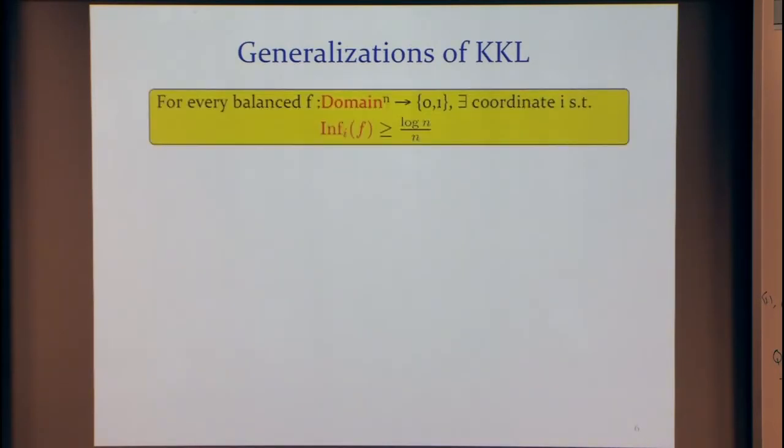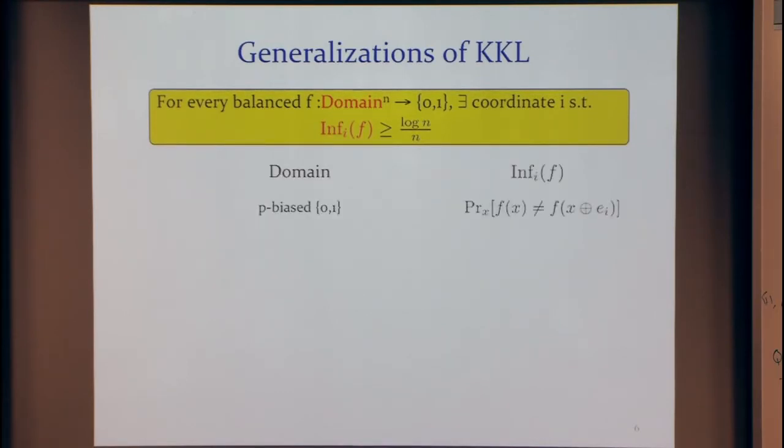So what do I mean by generalization? I don't necessarily mean that it implies the KKL theorem, but I mean theorems of the following form. You pick a Boolean function over any domain raised to n. So you pick an n-tuple of values from this domain, and you want to claim that for any such Boolean function there must exist a coordinate which has influence at least log n over n. We'll study theorems of this kind. So let me survey the various kinds of theorems that we improved in this sense.